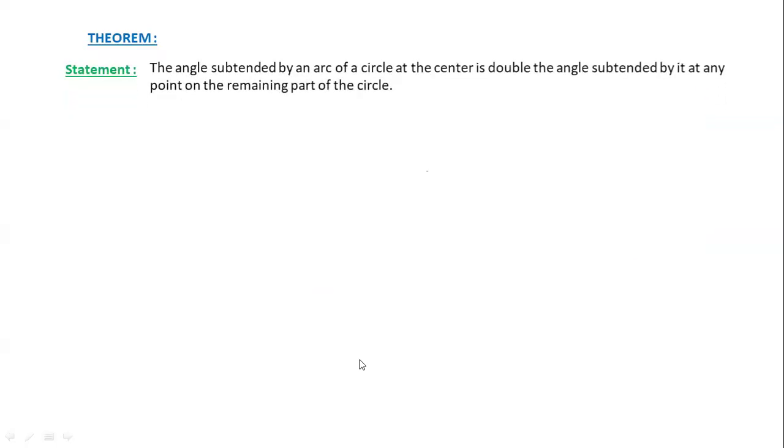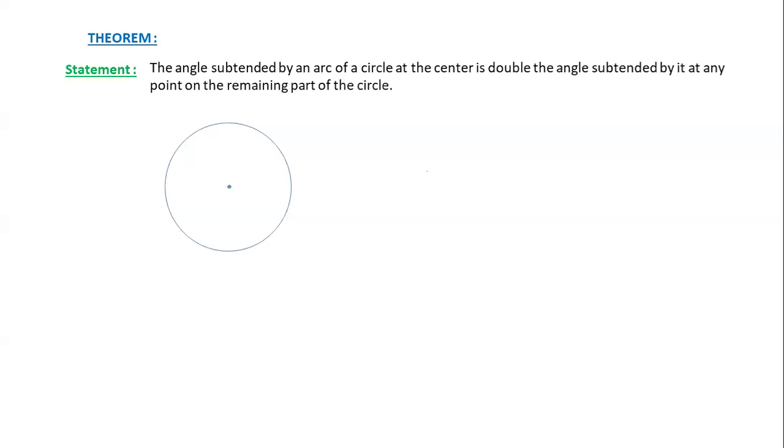So this is the theorem. First we write the statement of the theorem. Angle subtended by an arc of a circle at the center is double the angle subtended by it at any point on the remaining part of the circle. Okay. So first let us draw the figure.